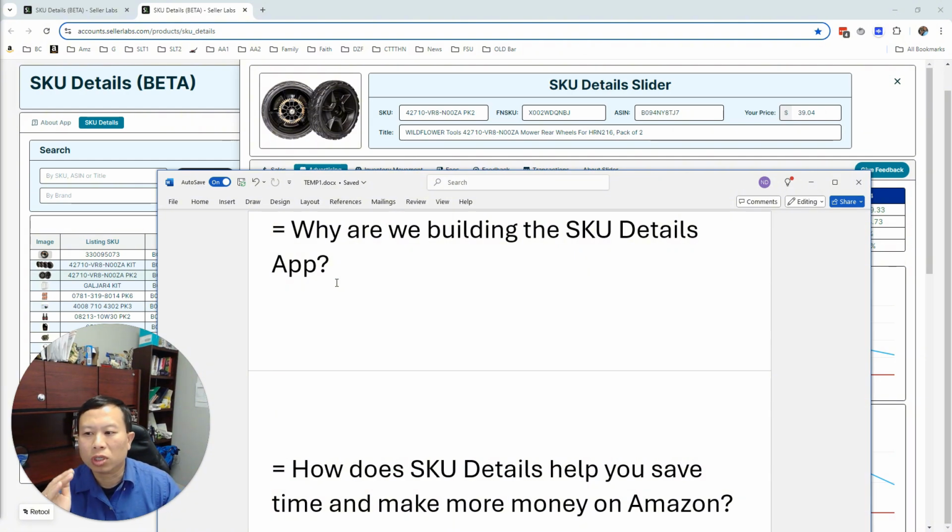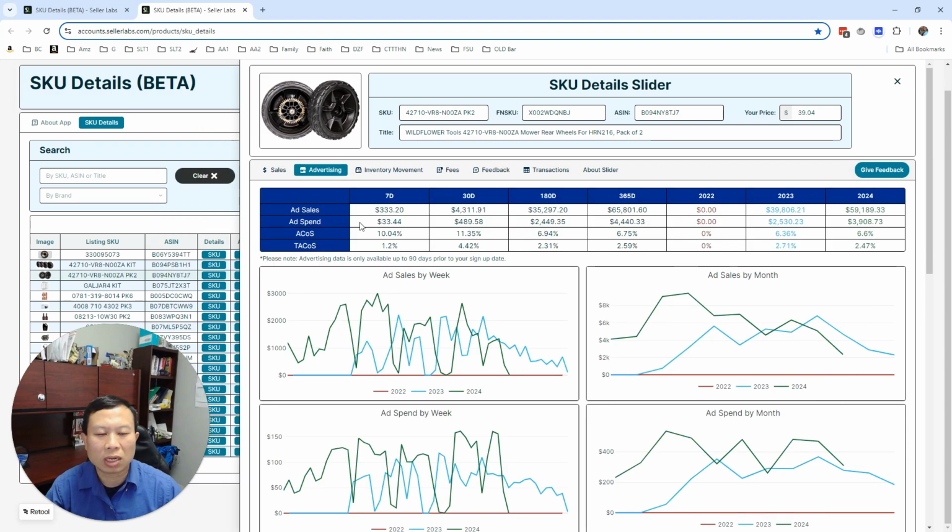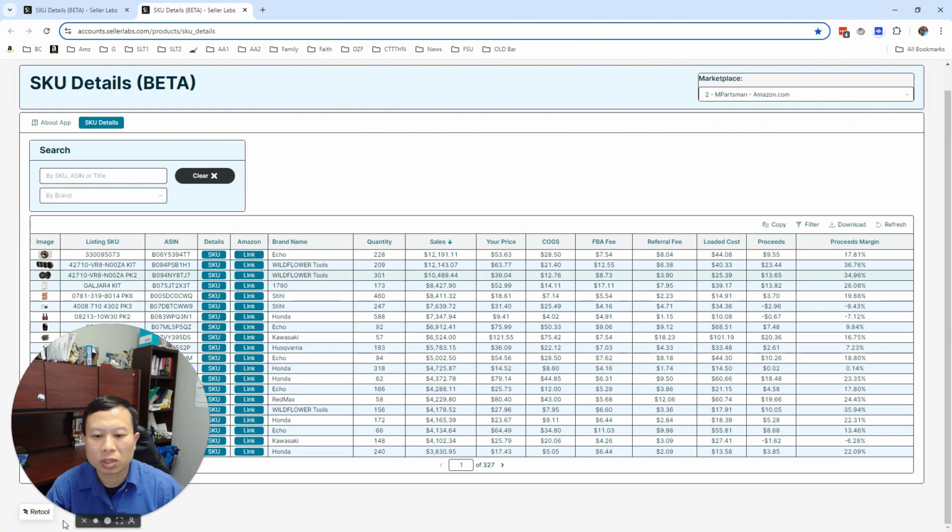What is more manageable is looking at it on a SKU level to make sure that things are trending in the right direction. And how do you know if you're trending in the right direction? How do you know your ads are working well year over year, or you're losing ad sales and ACoS is going up without you knowing it? That's what SKU Details allows us to do.